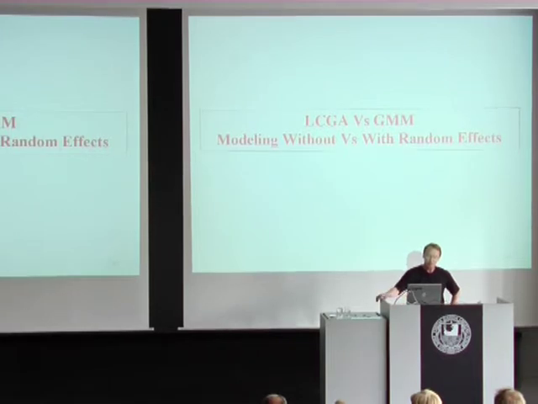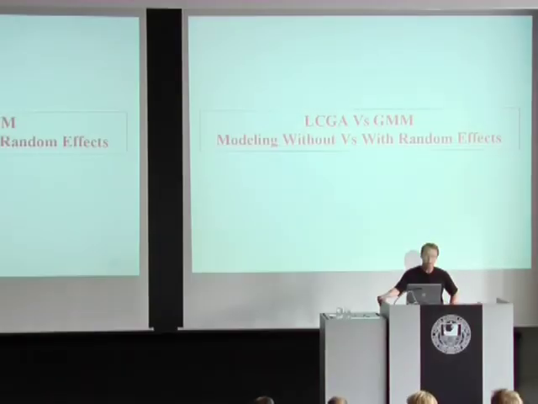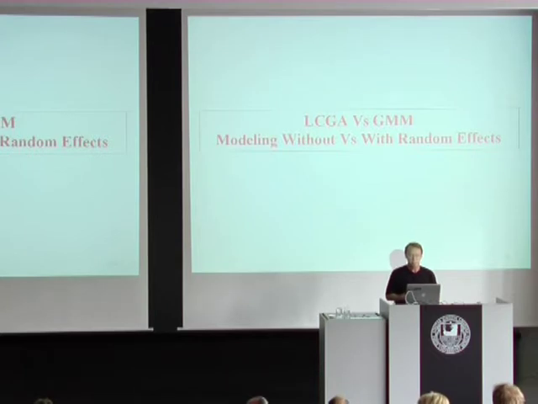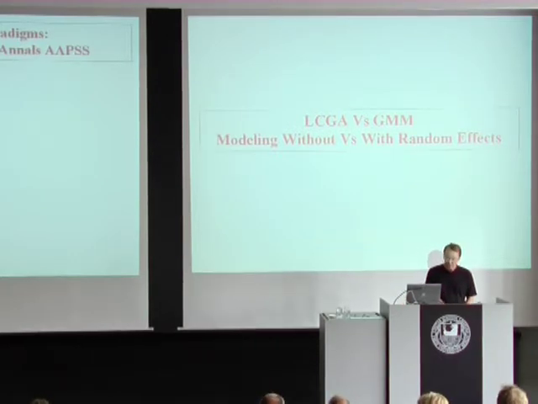So now let's talk a little bit more about this LCGA versus GMM, modeling without versus with random effects, to get a deeper insight into that. I think this relates very strongly to the relationship between LCA and FMA that we talked about yesterday. Latent class analysis is the analog of LCGA, and factor mixture analysis is the counterpart to GMM. And maybe I'll do that on the big screen here.